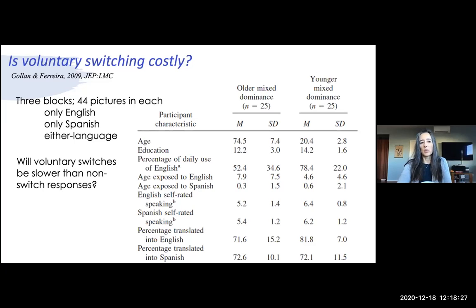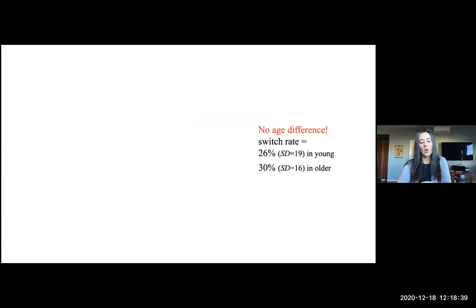So the main question was, will voluntary switches be slower than non-switch responses? And if switching is hard, will older bilinguals switch less often than young bilinguals? So the first thing is, old and young bilinguals switched at about the same rate in this study. If anything, the older bilinguals switched slightly more often. But what did predict switching behavior is how balanced you were in your knowledge of the two languages.